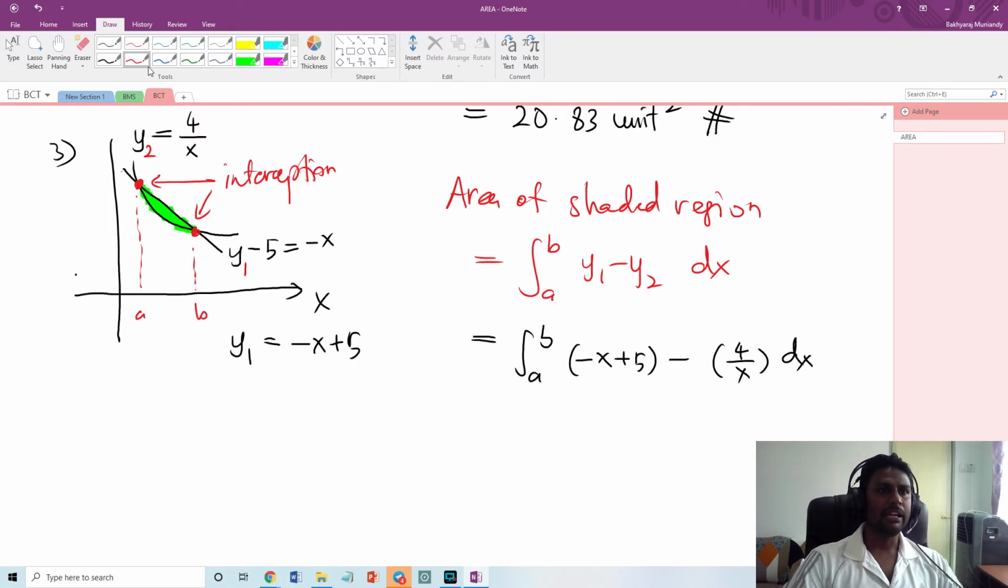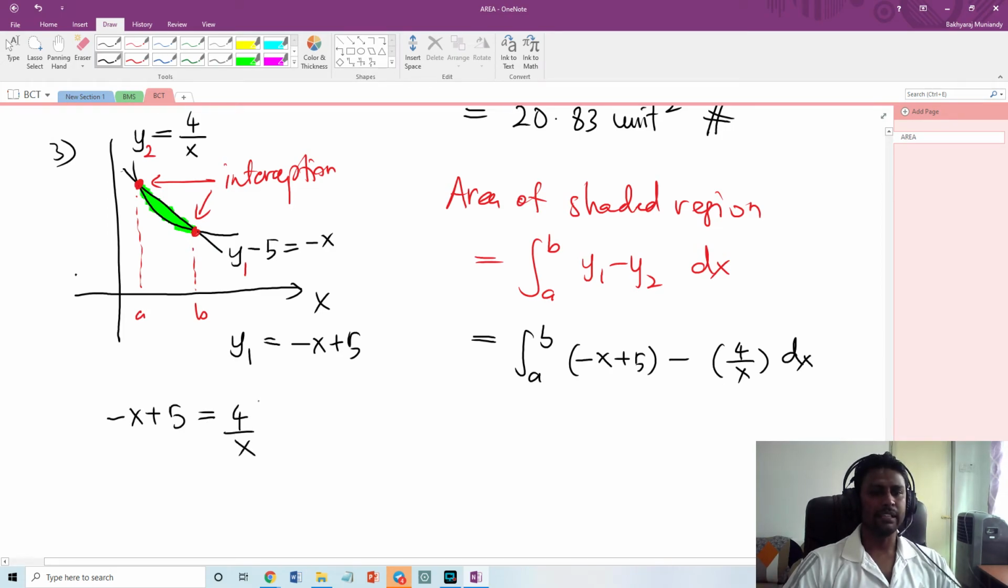Okay, now what do I do to find the interception point? What equal to what? Yes, correct. Negative x plus 5 should be equal to 4x. I should put them equal because I want to find the interception, which means they must be equal. The two equations must be equal. So negative x plus 5 equals 4x. So I just manipulate this.